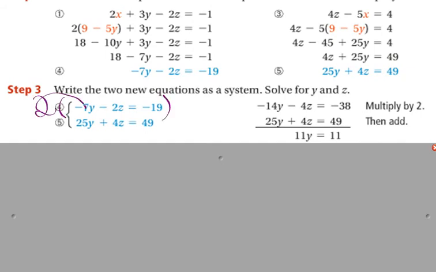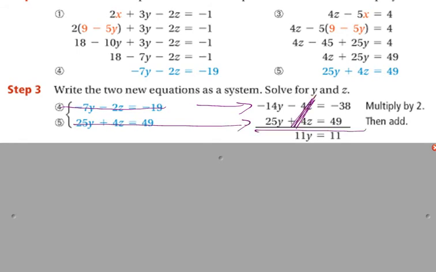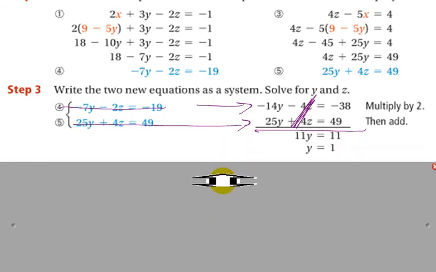So you get a negative 14y minus 4z is equal to negative 38. So they converted the first equation, equation 4, to this. Now, straight copy of 5 straight over, and when they add these, then we eliminate our z, and we end up with 11y equal 11, or y equals 1. So now we've got one of our variables. Our x, y, z, we got our 1, which was our y, which is 1.